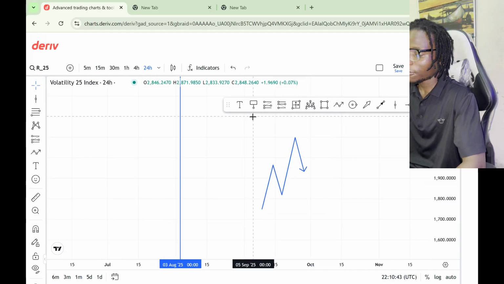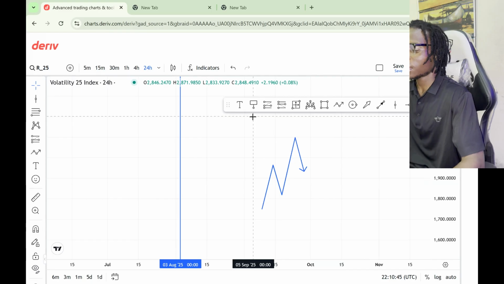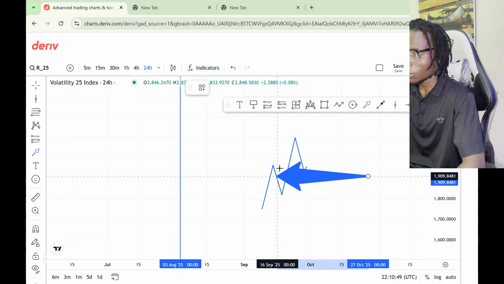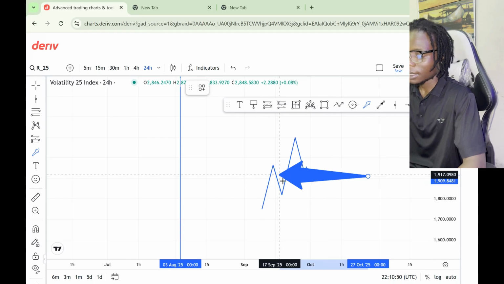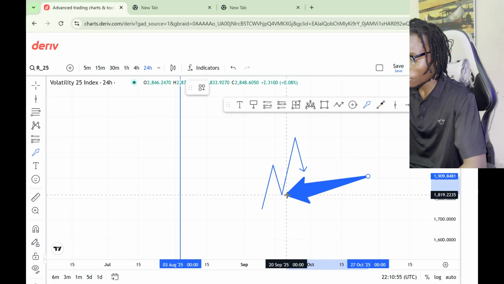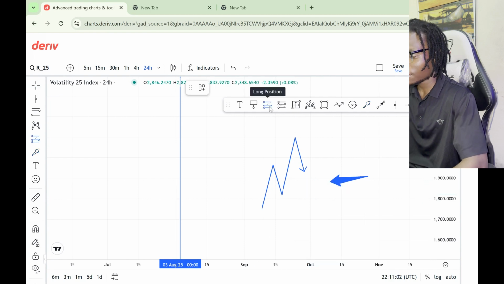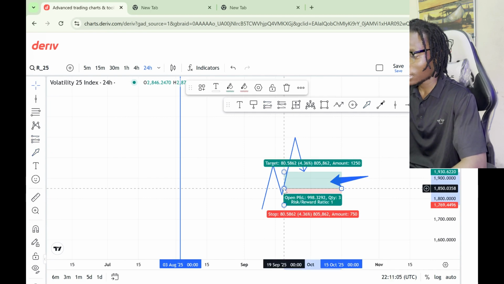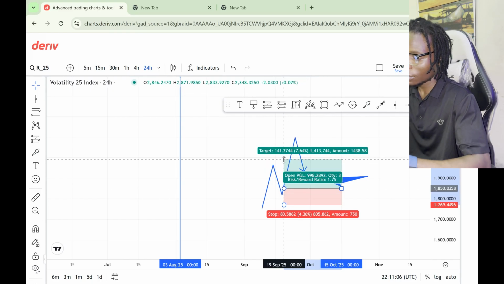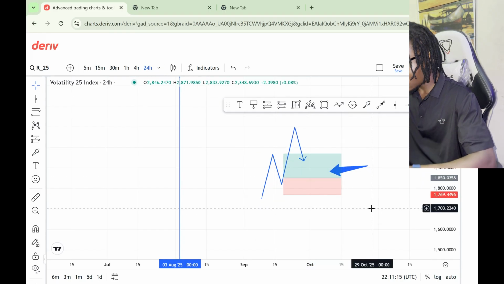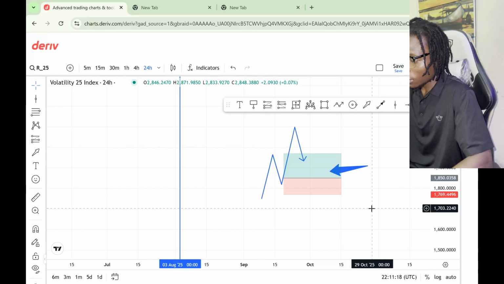So if we're about to get into a trade, once price goes up and comes back for a retracement, this retracement here is where we'll be looking to get into a trade. Once we get into a trade at that retracement level, we can set our target to either the nearest high or the nearest low. But today I want to give you guys the simple method on how it works.